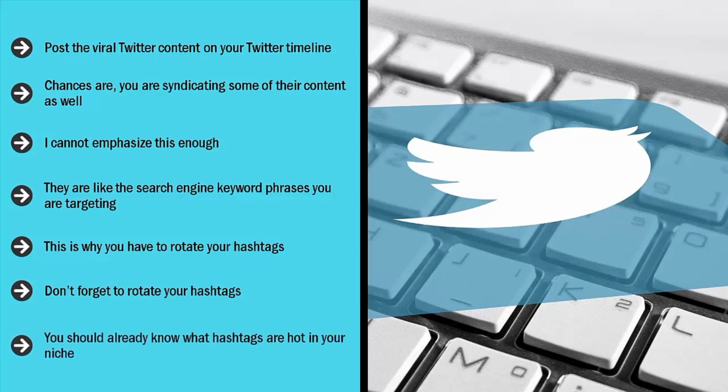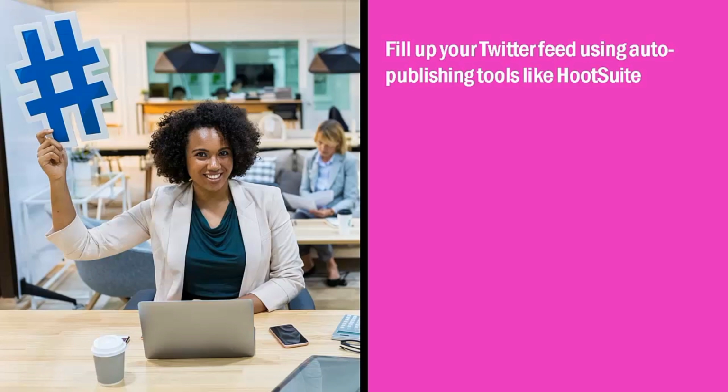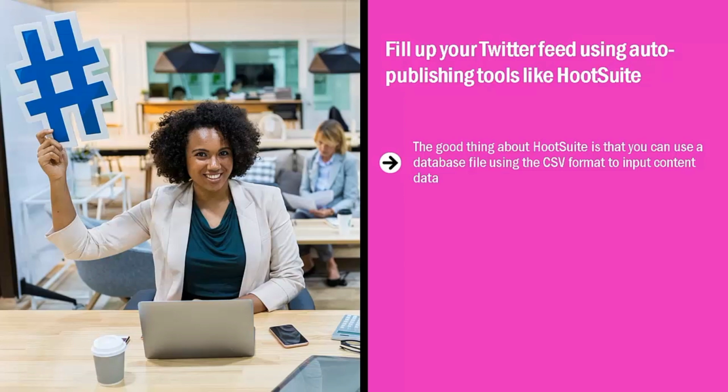You should already know what hashtags are hot in your niche. It's a good idea to keep collecting hashtag ideas and rotating among them to see which ones actually produce the most results. Fill up your Twitter feed using auto-publishing tools like Hootsuite. The good thing about Hootsuite is that you can use a database file using the CSV format to input content data. You don't have to manually enter each piece of content that you want Hootsuite to publish for you.